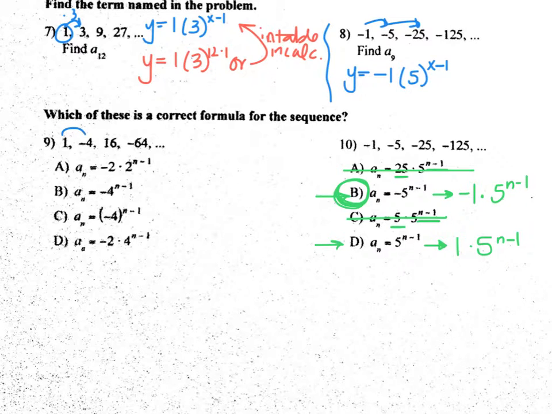question 9, it looks like we're multiplying by -4, and my first term is at 1. So I can pretty easily cancel out A, because A says we start at -2 and multiply by 2. That's not true. D says we start at -2 and multiply by 4. That's not true. So on C, we're multiplying by -4, and there's like a 1 that's out here in the front. That's the one that I want. This B is saying -1 times 4 to the n minus 1, which would mean we're starting at -1 and multiplying by +4, which is not true for this case.